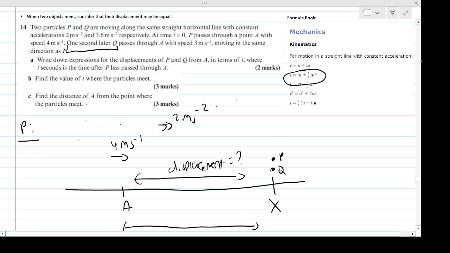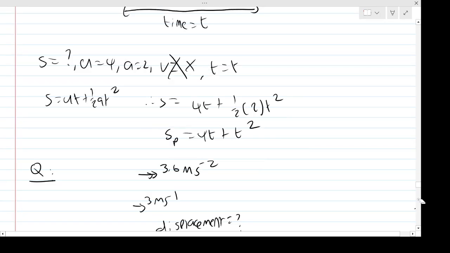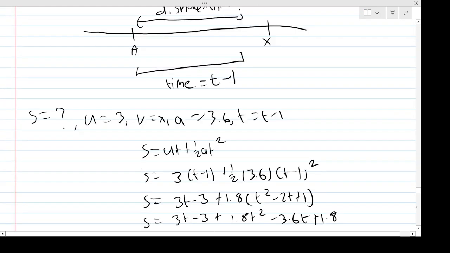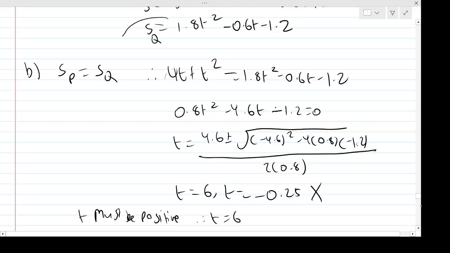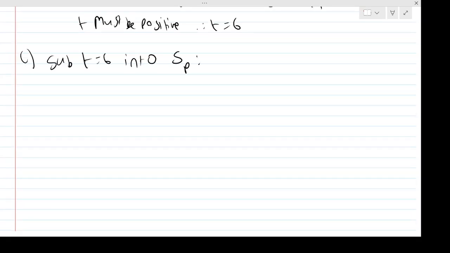Then part C says find the distance from A when they meet. So again, it's this distance here. If they both start at A and they both end at X where they meet, what's the distance or the displacement? Well, that's what these formulas are doing, right? They're giving me the displacement from A. So if we have the time where they meet, we can substitute that simply into either formula. So I'm going to sub, very simply, t equals 6 into, let's say, the displacement formula for P, which we found in part A.